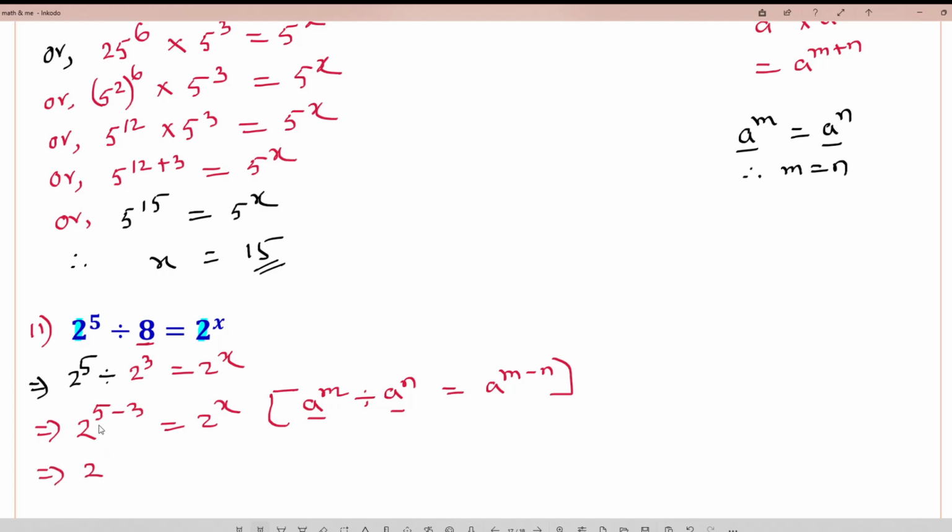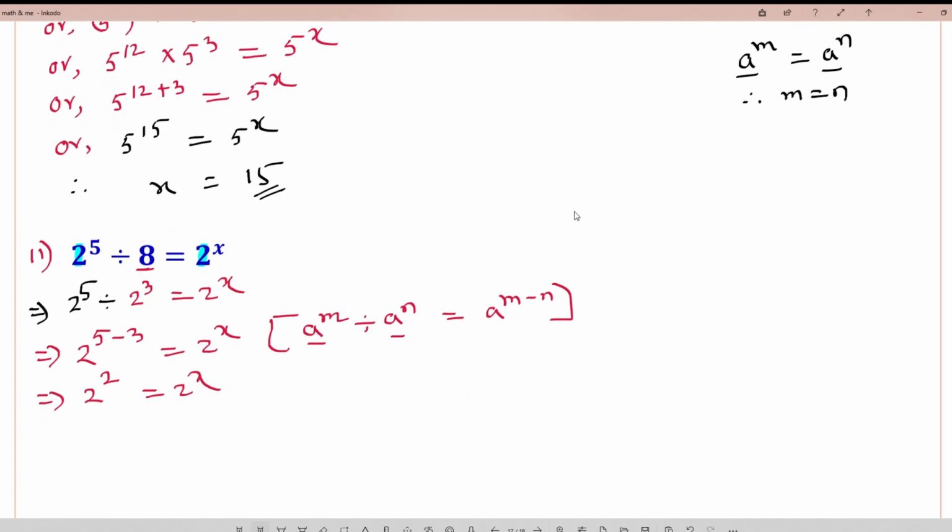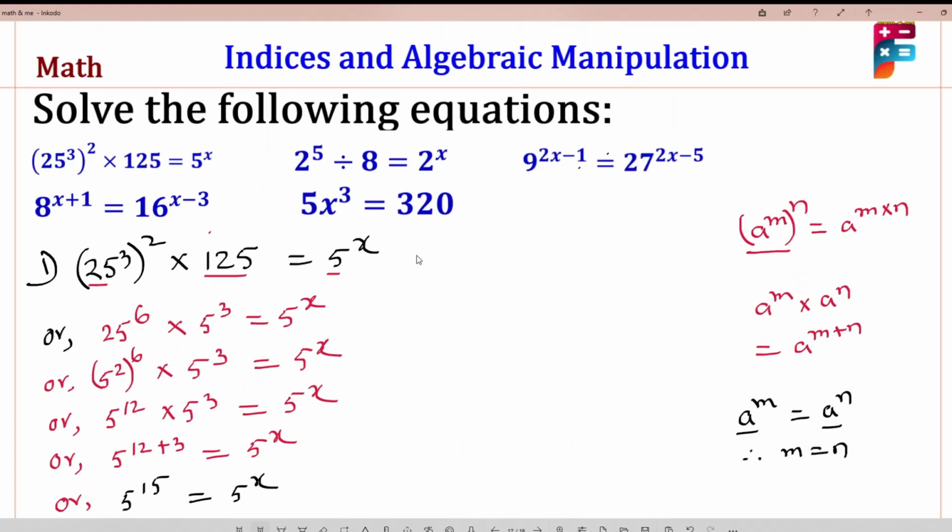So look, 5 minus 3 means what? 2, and here is 2 to the power x. So we can write 2 equals x, so x means 2. A very shortcut way, but a very easy way we can solve our problem. Now number 3.